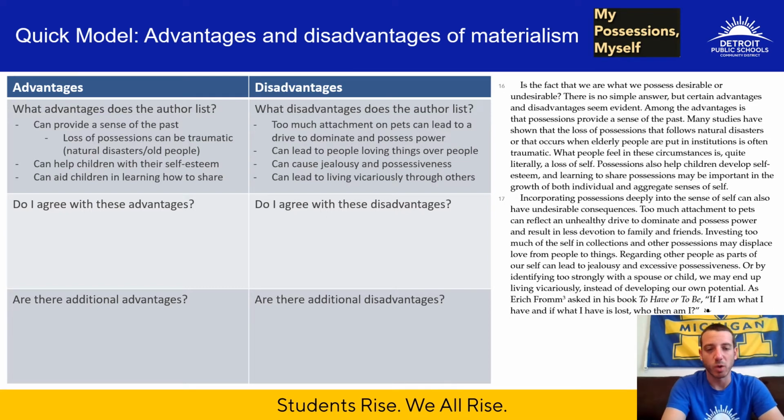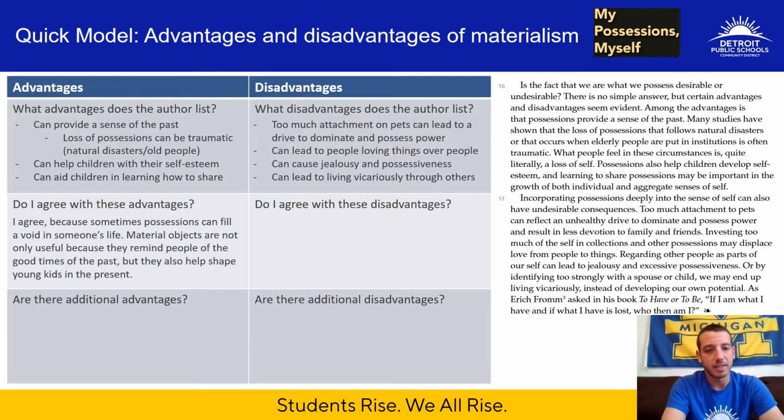Okay, let's go to the second row of questions. So let's start with the advantages column. So the question is, do I agree with these advantages that we talked about a minute ago? I said I agree because sometimes possessions can fill a void in someone's life. Material objects are not only useful because they remind people of the good times of the past, but they also help shape young kids in the present.